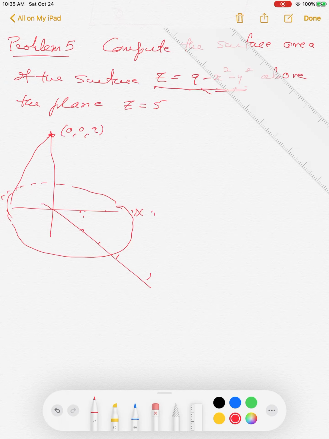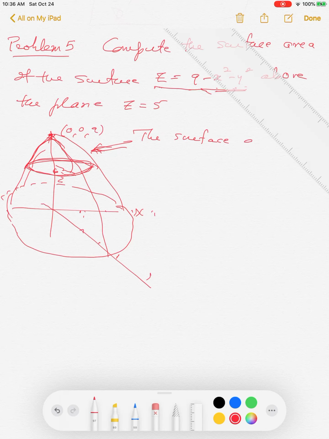Okay, so this is a vessel, or an object like this with circular cross sections, and now I take z equal to 5, and so I will get this circle, and we are talking about the surface area of this solid. So the surface area we are looking at.